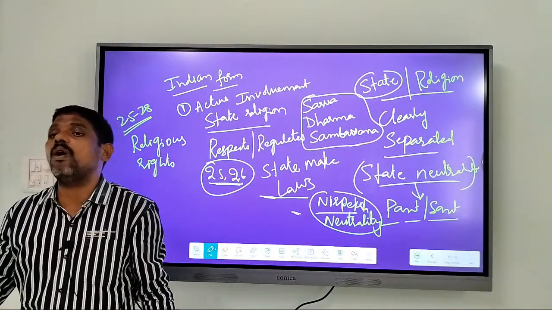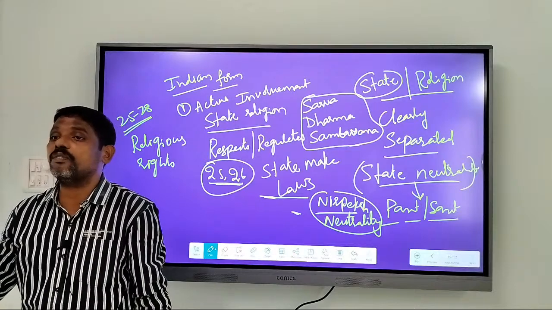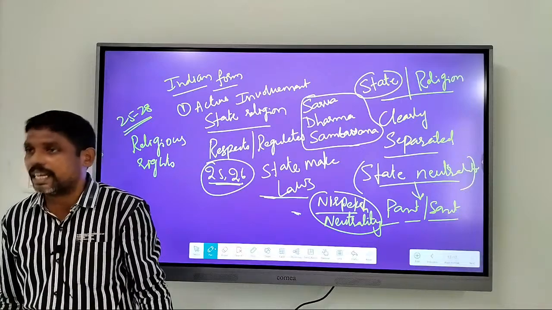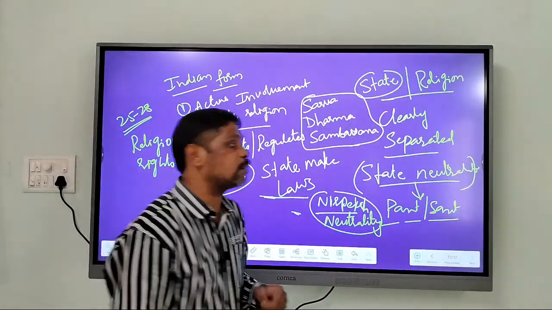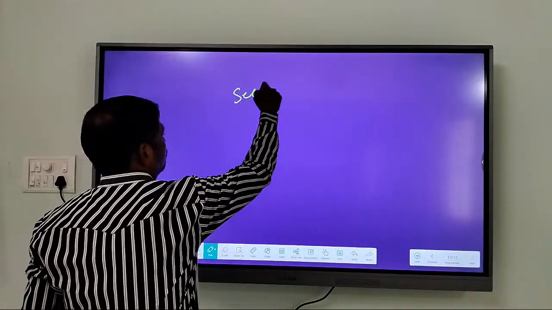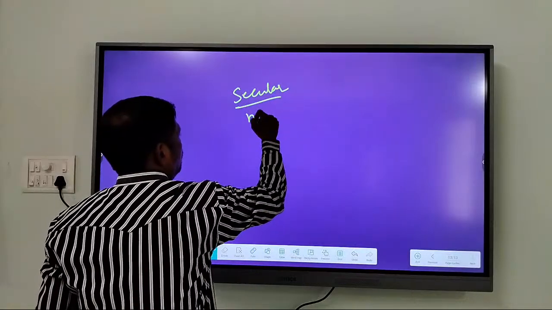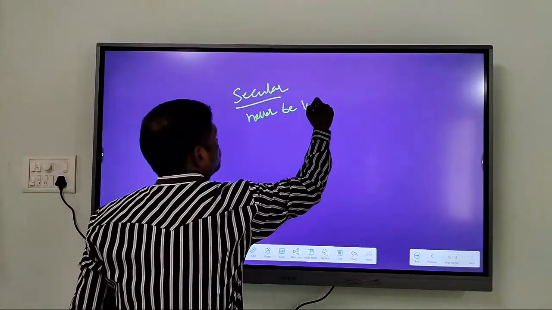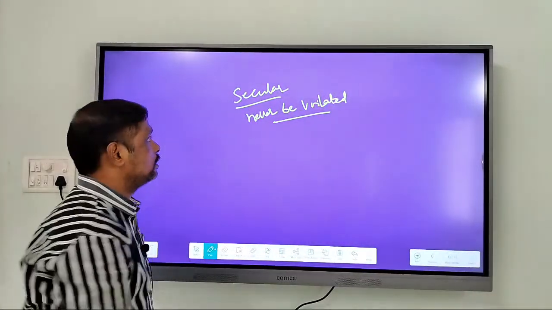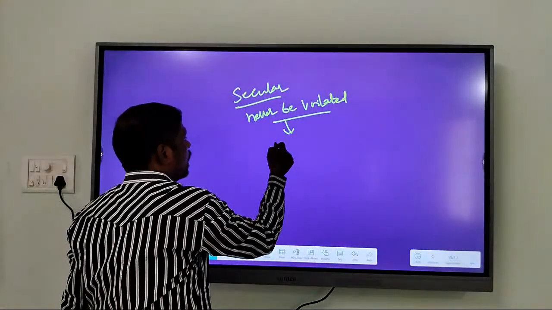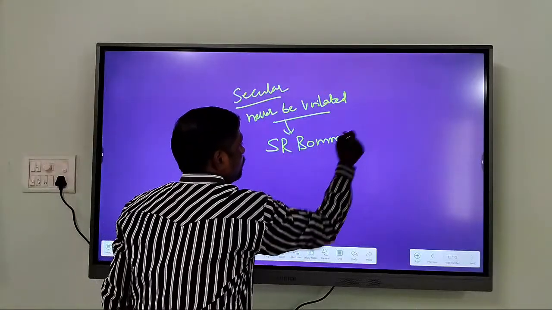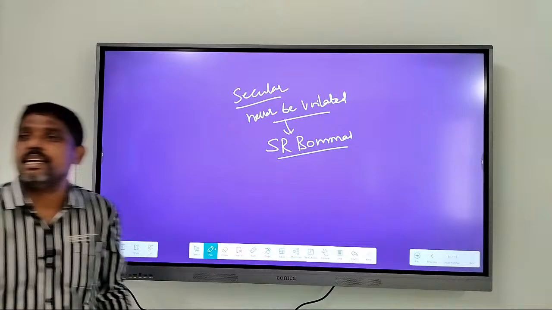So secularism is always regarded as the basic structure of the Indian constitution, which can never be violated, right. The secular character can never be violated, all right. This was clearly said by the Supreme Court in the SR Bommai case.